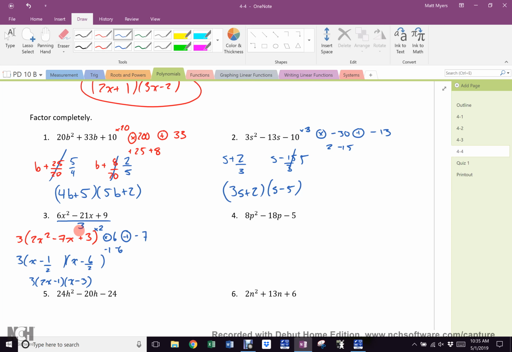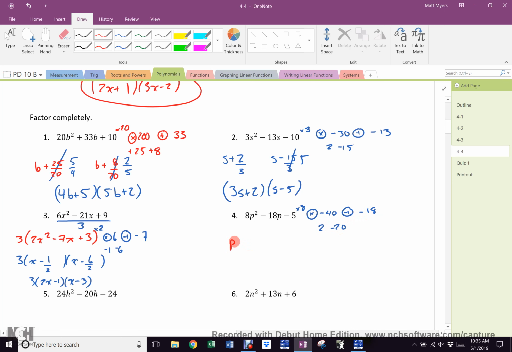Number 4. What don't I like? The 8. Can I get rid of it? No. So what do I got to do with this 5? Times 8. So now I have to multiply to negative 40 and add to negative 18. Is it 1 and 40? Is it 2 and 20? Yeah. How do 2 and 20 get me to negative 18? 2 minus 20.